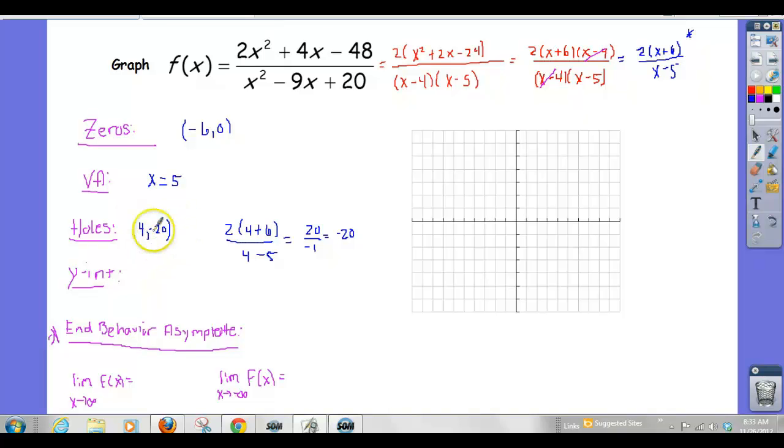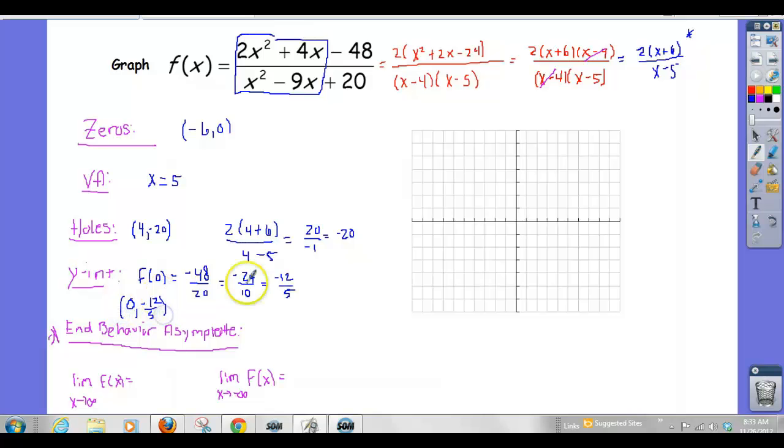Okay, what next? Well, y-intercept. The y-intercept occurs when you plug 0 into the function. And we could write it out, but notice what happens. When you plug 0 in, all of this turns into 0, right? And so you're just left with negative 48 over 20, which would be negative 24 over 10, which would be negative 12 over 5. So our y-intercept is 0, negative 12 over 5. Okay, so far so good.